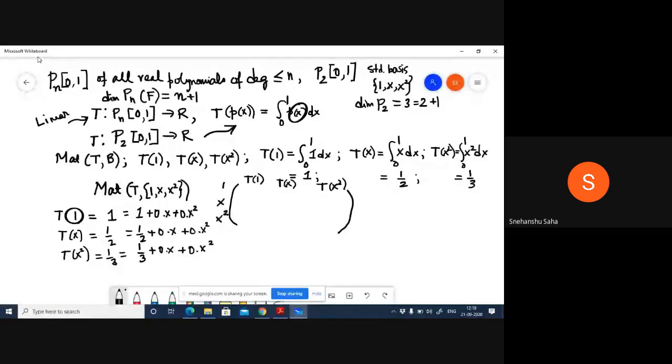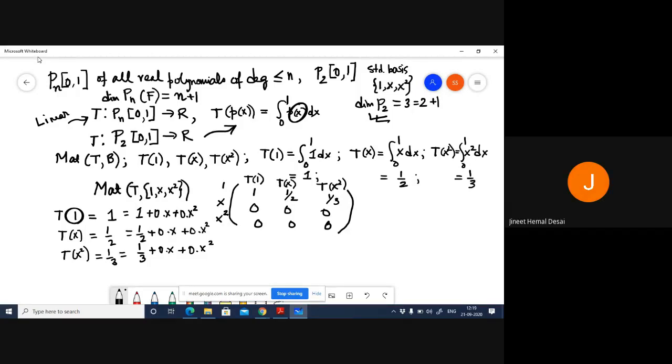What this tells us is pretty straightforward. I have 1 here, 1/2 here, and 1/3 here. That's it. And these rows are just identically equal. Okay, so you got your matrix of the linear transformation. Now the next question is, I know the dimension of P2, right? I know the dimension of P2, which is 3.